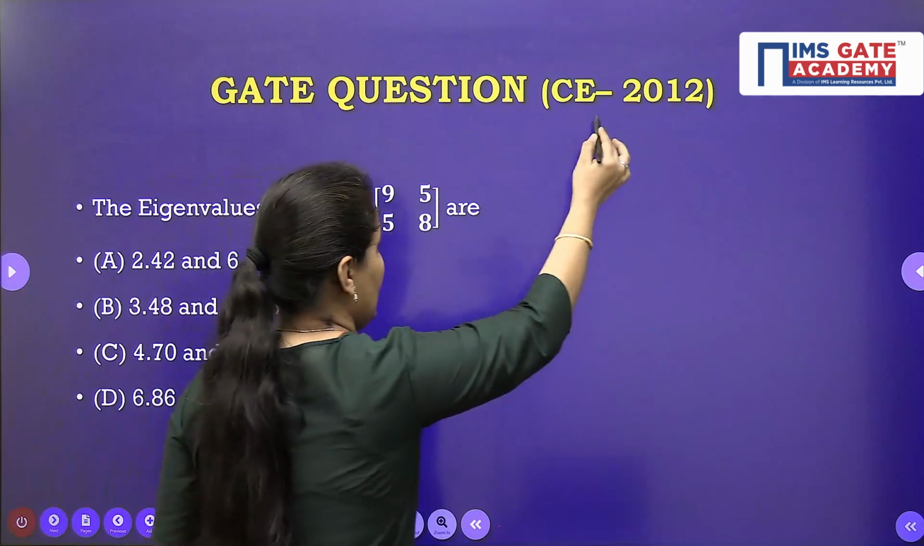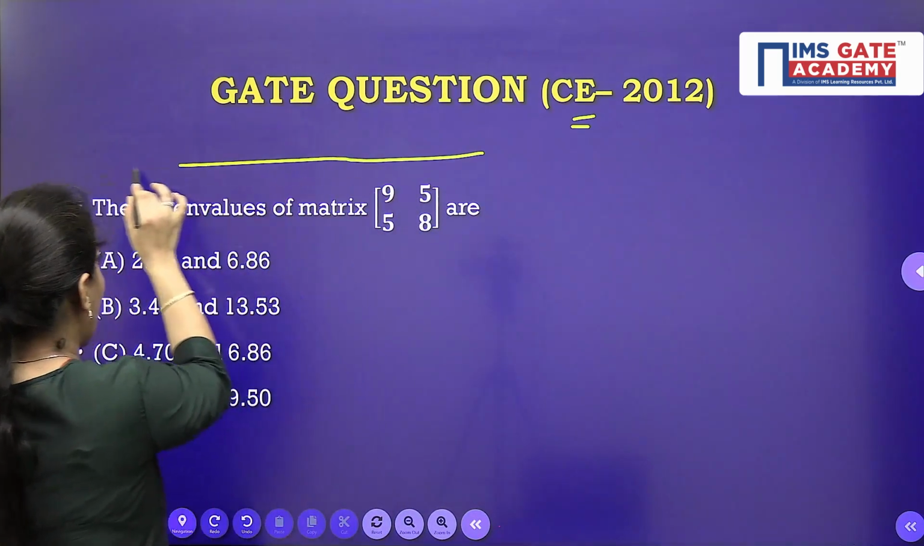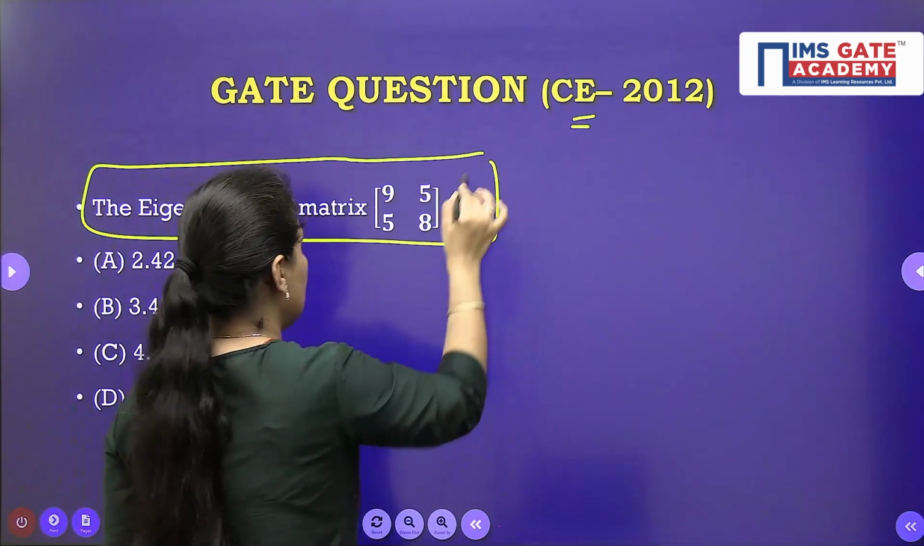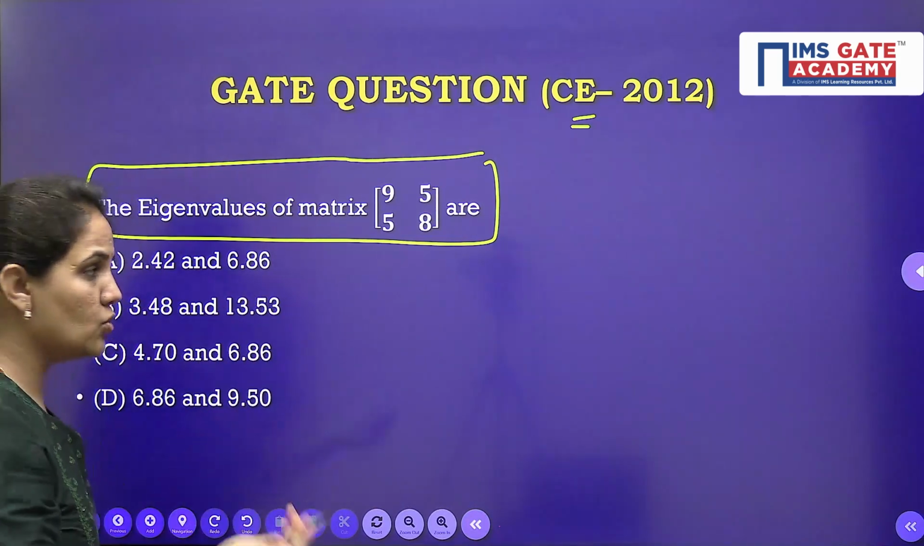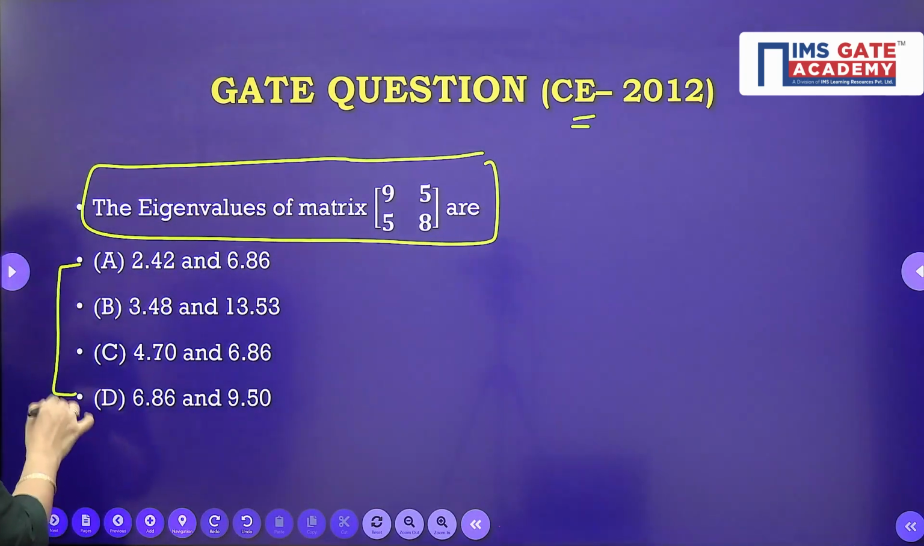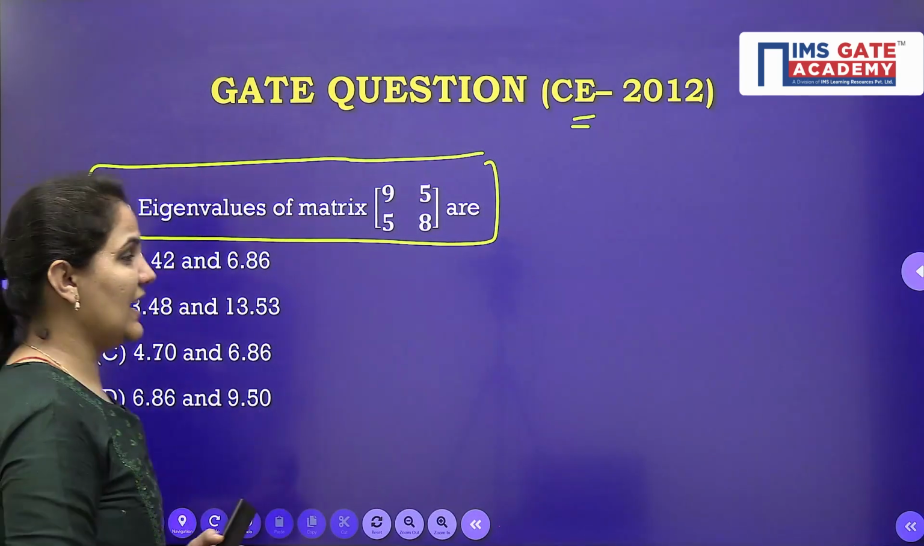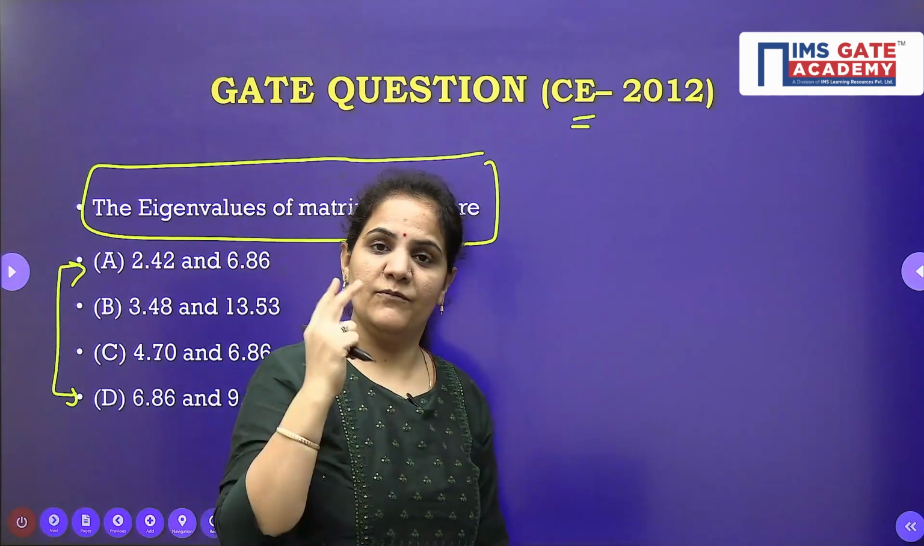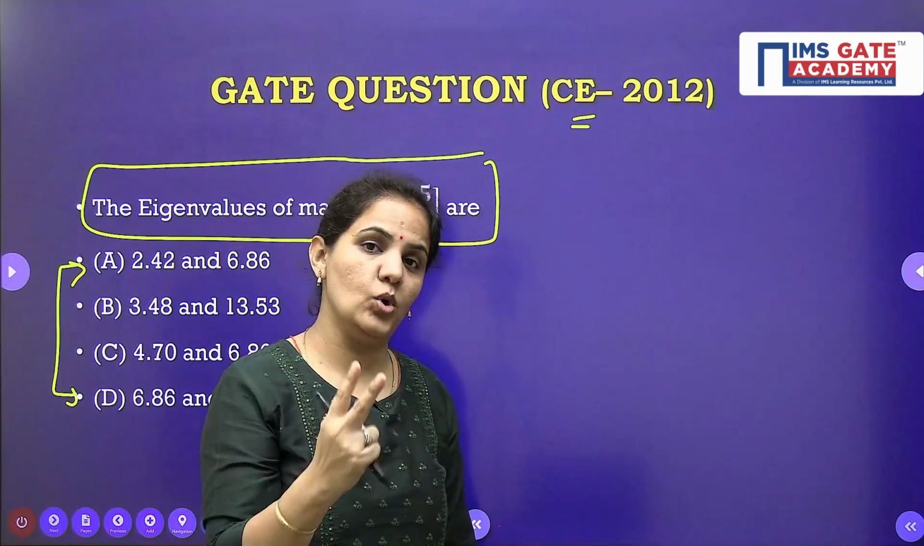This is again a GATE problem. You have to find the eigenvalues of this matrix. This is a very small 2 cross 2 matrix, and we have options again here. You can try this one with the same trick, with the same 2 formulas, 2 golden rules which I told you.